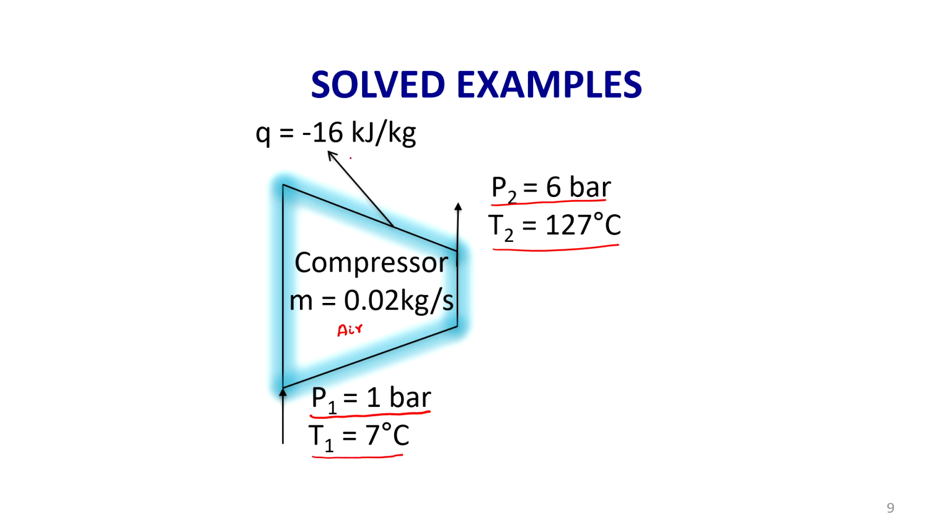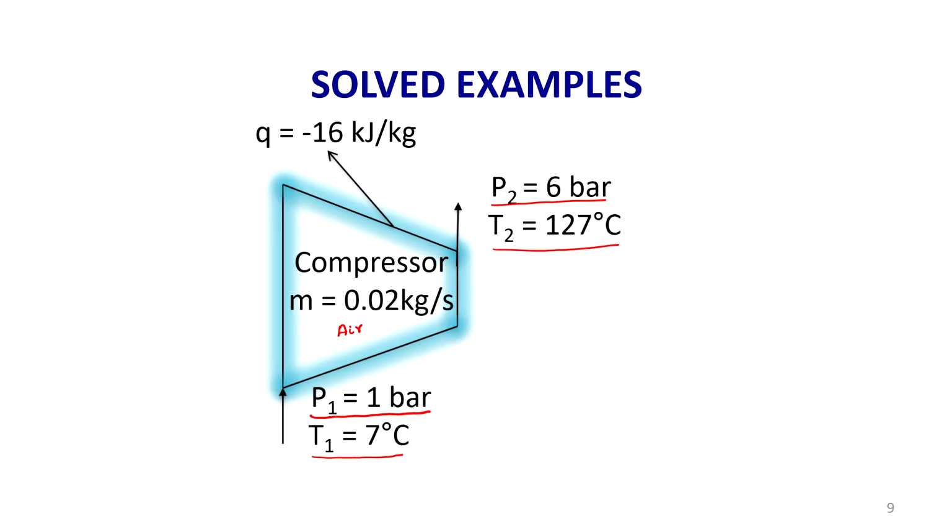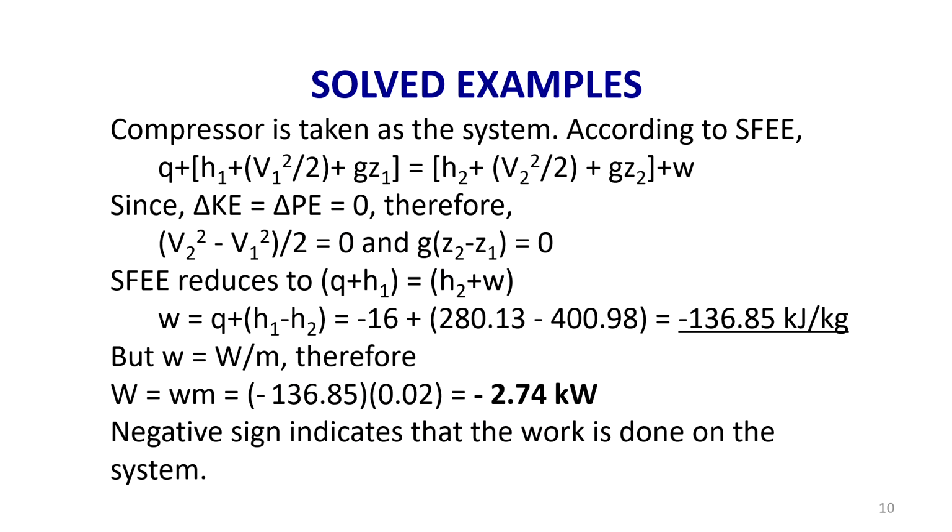So, there is a heat loss, so I have put a negative sign. In lecture number 2 we have seen very clearly: heat loss from the system is negative, heat added to the system is positive, work done on the system is negative and work done by the system is positive. Let us apply the steady flow energy equation and solve this problem.